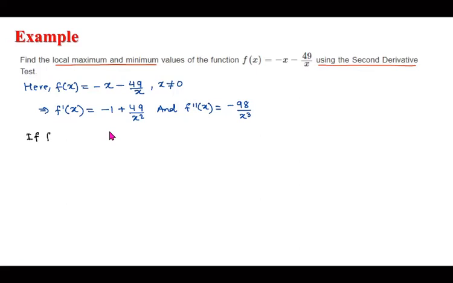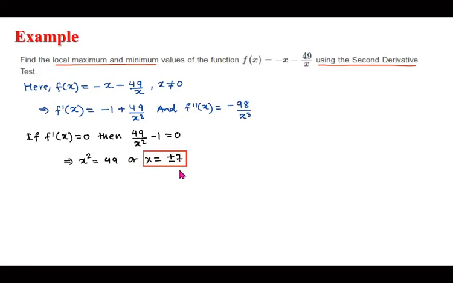If the first derivative is equal to zero, then what I'm getting is 49 over x squared minus 1 equal to 0. So that means 49 over x squared must be 1, because 1 minus 1 is 0. If this is 1, then x squared must be 49. So this implies x squared equals 49, or x equals plus or minus 7. Those are the critical values. Critical values are x equal to plus or minus 7.